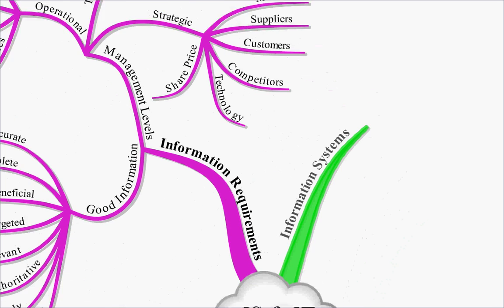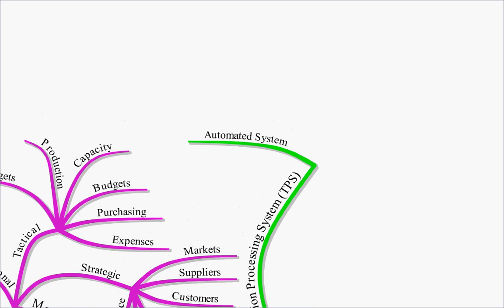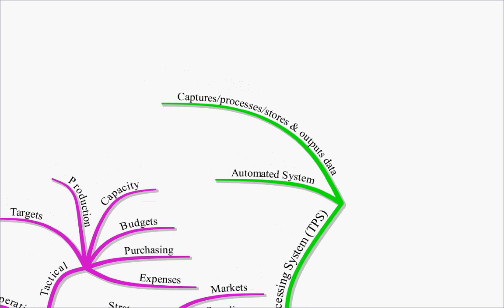Okay, so those are the different types of information and the requirements throughout the organisation. But how are you going to actually get that information? Well, the first method is through your transaction processing system. Okay, this is just basically an automated system, a simple system for capturing your data, processing it and storing it. And it will also give you simple reports on the data that you've input.